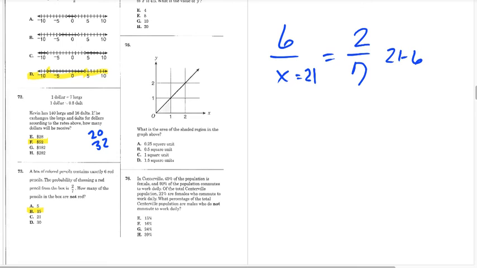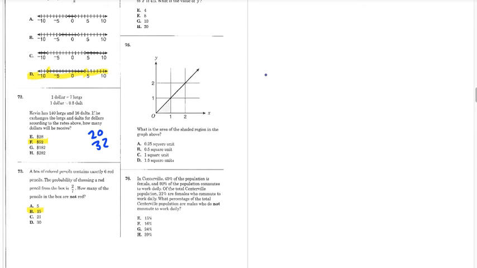Alright, you want to be careful at the bottom there, right? We found 21, and they have 21 as an answer, so you really have to just take a few seconds to make sure you're answering the question they're asking.